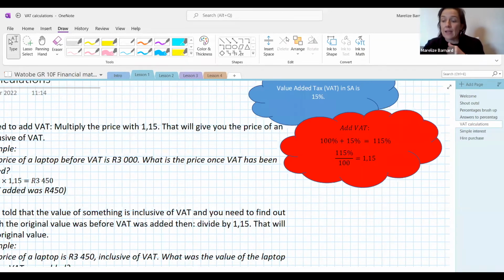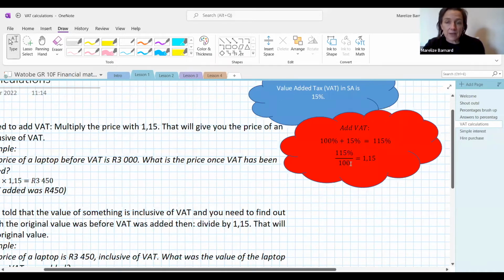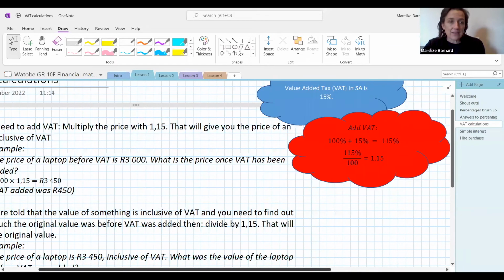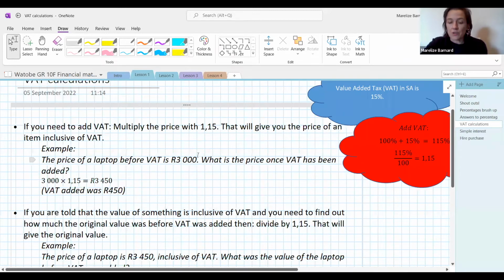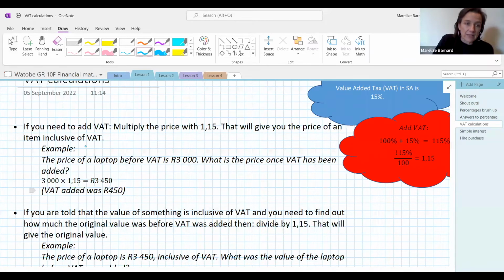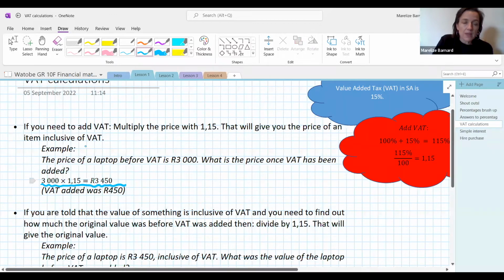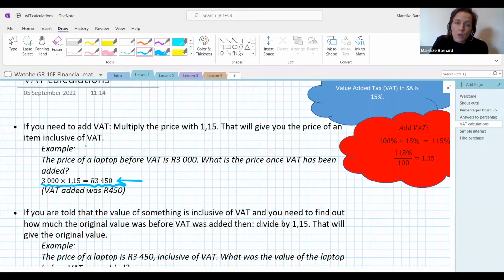So what we can then do is divide the 115 by 100 and get 1,15. And then when we are adding VAT to anything, we can just times it by 1,15. So that's what we've done over here. And you can write this down as an example, is 3,000 times 1,15. That gives me the price of the laptop with VAT.